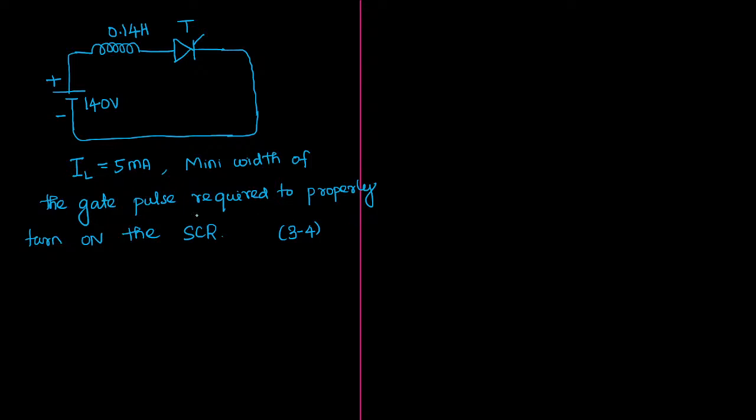See, basically you know the definition of latching current. Yesterday we saw. Then you know the meaning of this gate pulse width. Pulse width means, okay, you can think. Then you also know the transient effect. You know how to analyze the basic property of an inductor. Remember one more thing. Here resistor is not given.